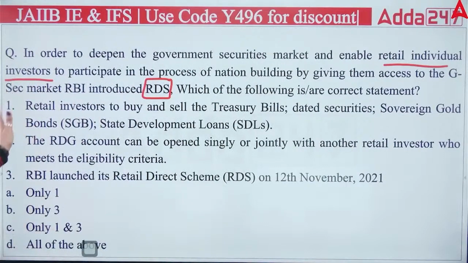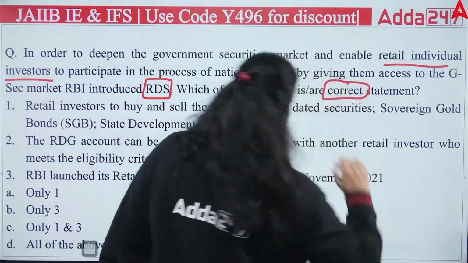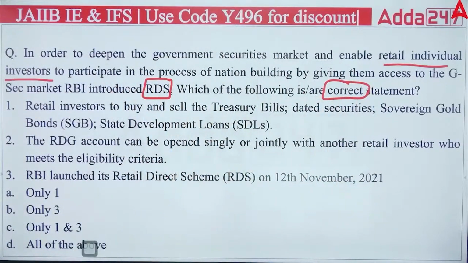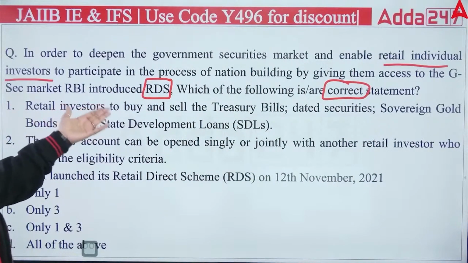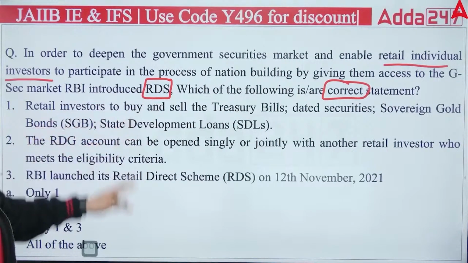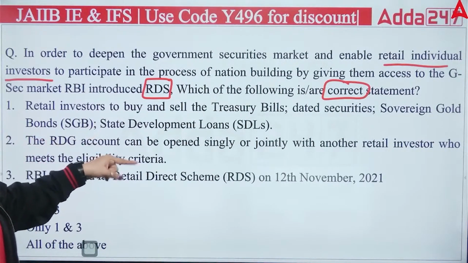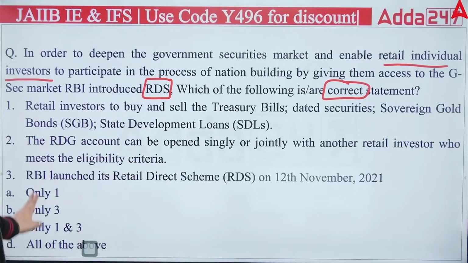Okay, so now you have to answer, out of all these statements, which statement is correct about the scheme. The first statement is talking about retail investors, who can buy and sell treasury bills, dated government securities, sovereign gold bonds, and state development loans. The second is saying the RDG account can be opened singly or jointly with another retail investor who meets the eligibility criteria.